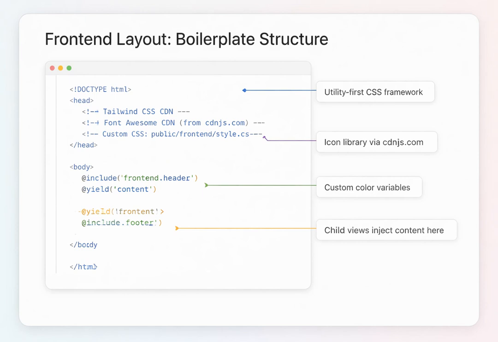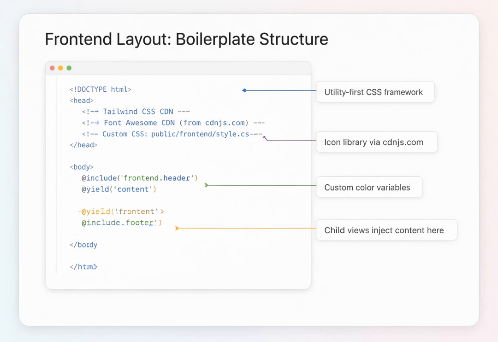There are a few key things being pulled in here. First, Tailwind CSS, the utility-first CSS framework that handles most of the styling. Second, Font Awesome for icons. Now, the instructor originally considered downloading Font Awesome locally, but decided to keep things simple by pulling it in via a CDN, specifically from cdnjs.com. You just search for Font Awesome there, click the link, copy it, and paste it into your layout.